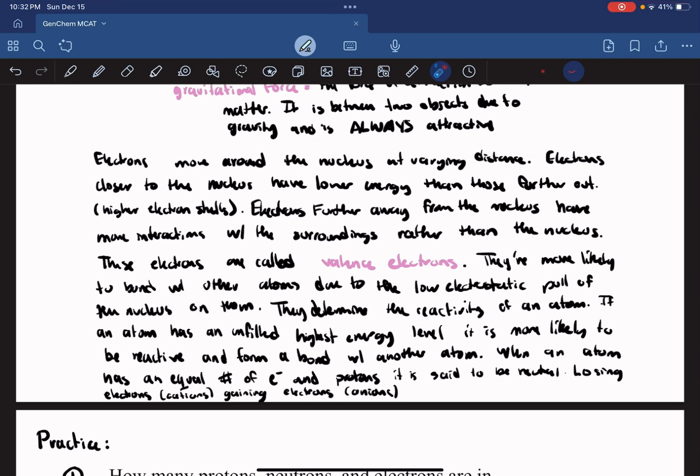Okay? If the atom has an equal number of electrons and protons, it is said to be neutral. However, if it doesn't, it means that it has a charge. Okay? If it has a positive charge, it's a cation. If it has a negative charge, it's an anion. And when an atom has a positive charge, it means that it lost electrons. When it has a negative charge, it means that it gained electrons, okay?